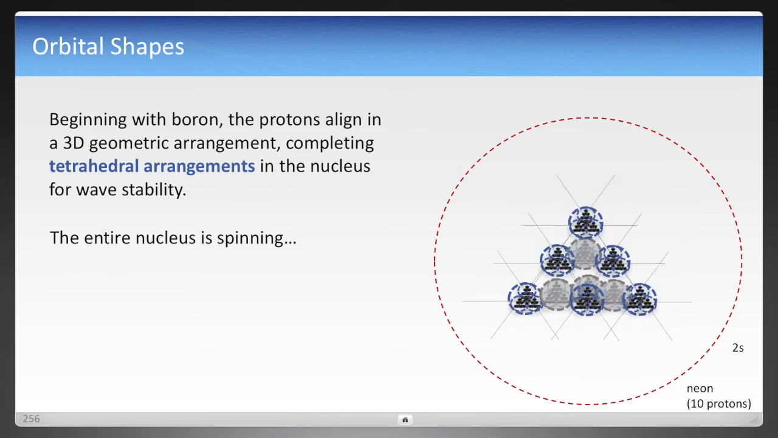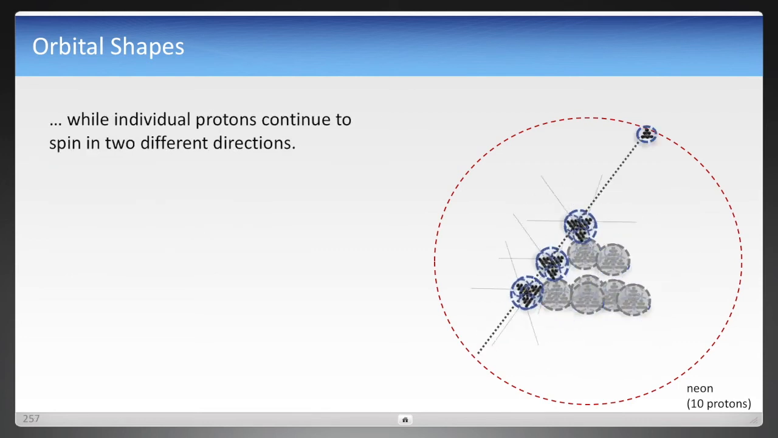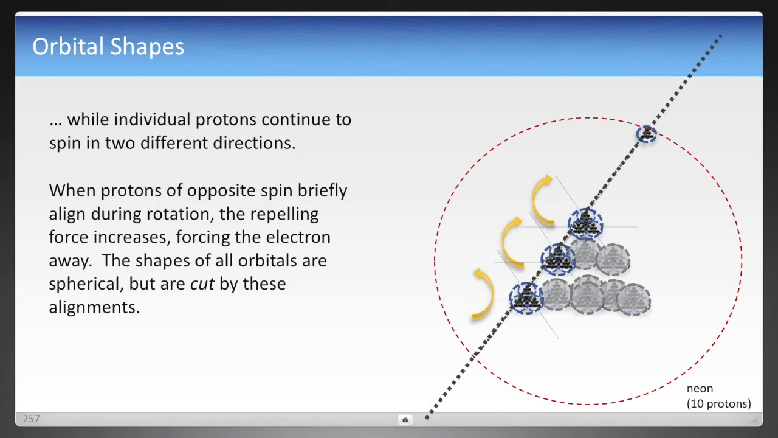And I wish my animation techniques were good enough so that I could show both this spinning all at the same time, but the protons are spinning at the same time the nucleus is spinning. And so I will just use arrows because it's easier to show, but the entire thing is spinning while protons individually spin in there.